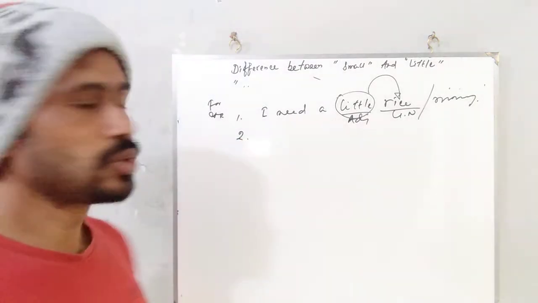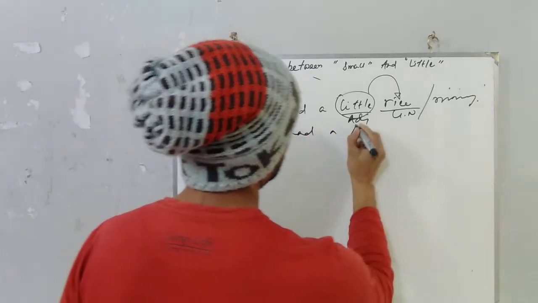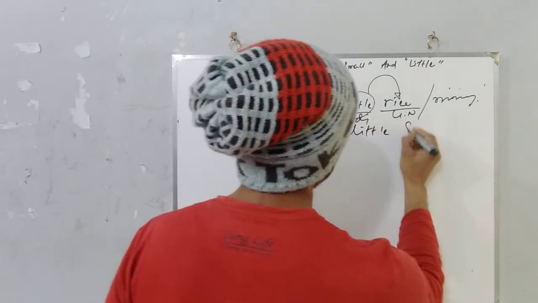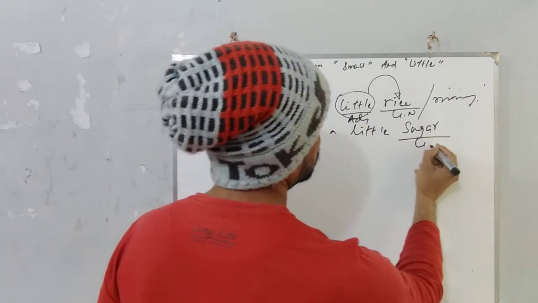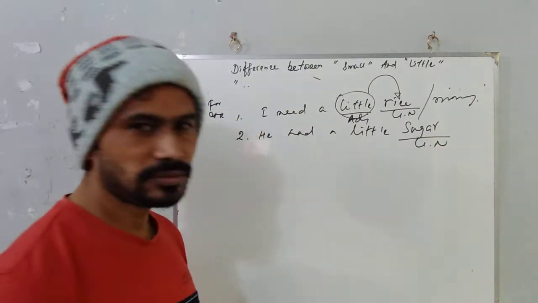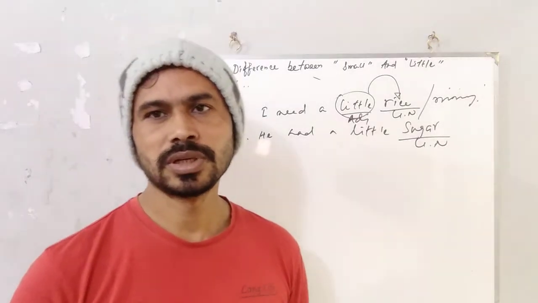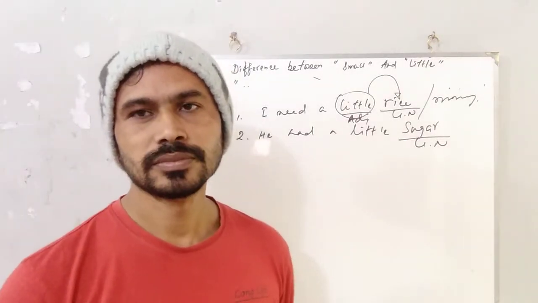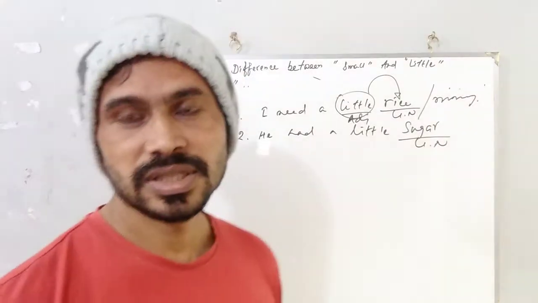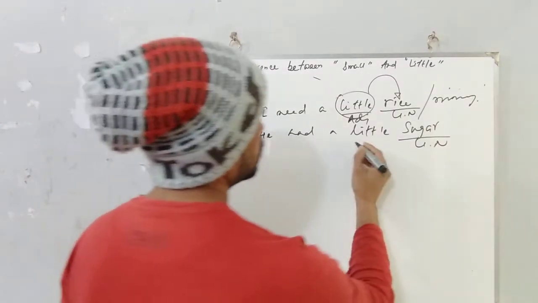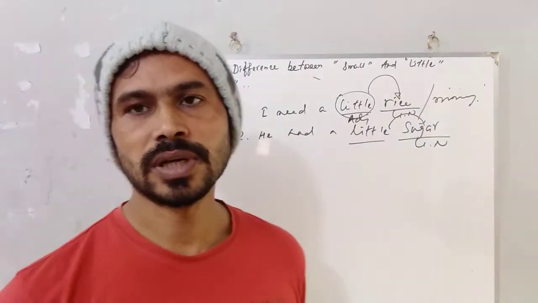And the next sentence, he had a little sugar. Sugar, uncountable noun. It's impossible for one to count sugar. Correct pronunciation is sugar. So little sugar also means uncountable noun.